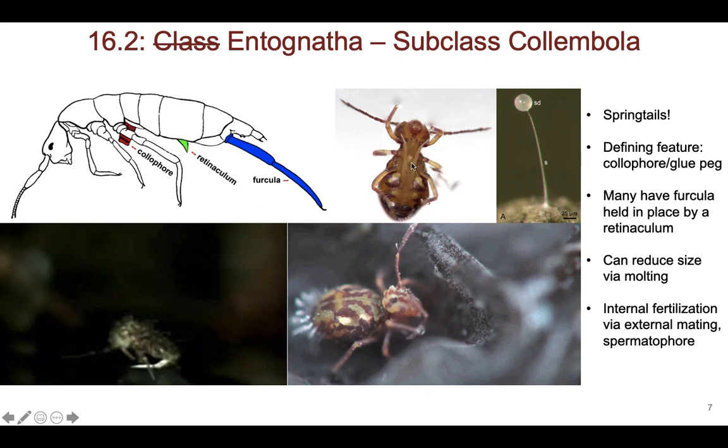This is one that's in the spring. This one's been released. This one's in the spring mechanism. So here's the retinaculum. This is the furcula, and it can be released to spring them into the air. So that's a really cute thing that they do.